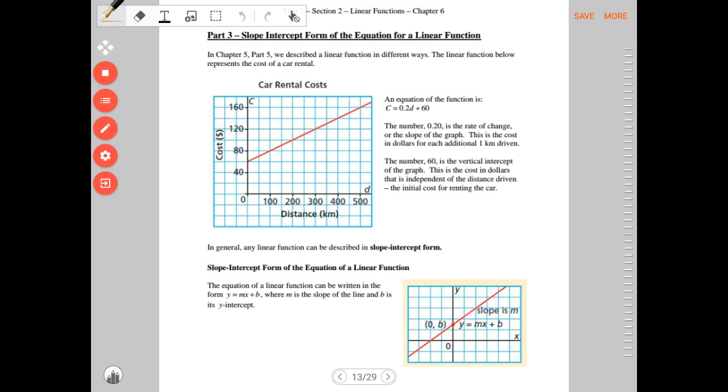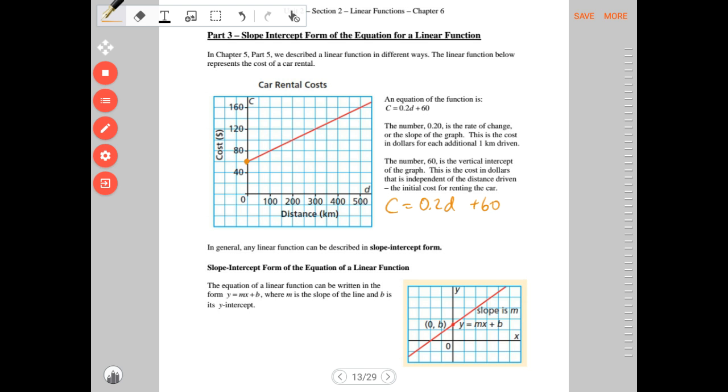So that's how we ended up with this. C was, the rate of change was 0.2. Now we're going to call that slope from now on. So 0.2 d, and then plus 60. That was the initial amount.